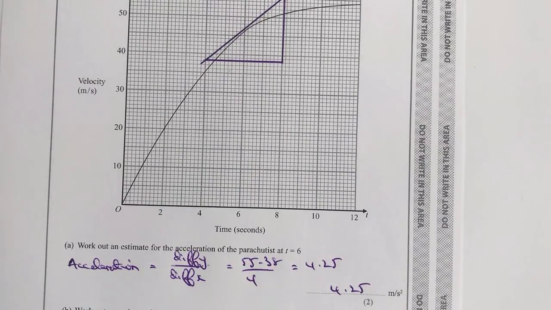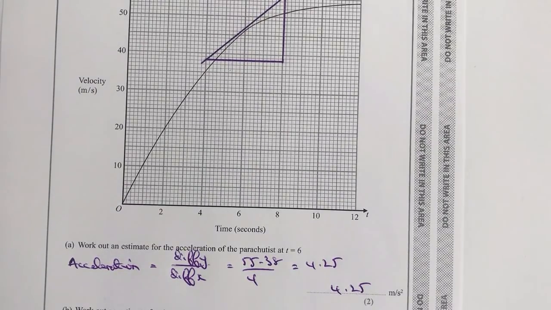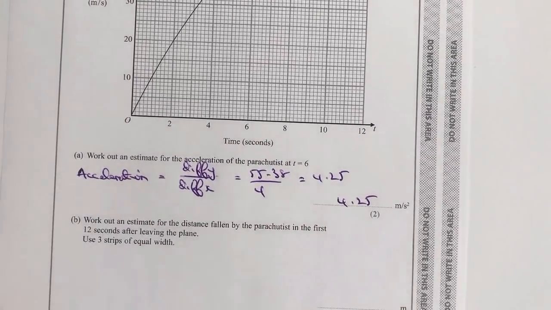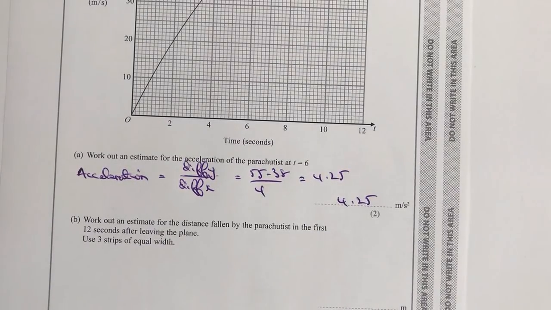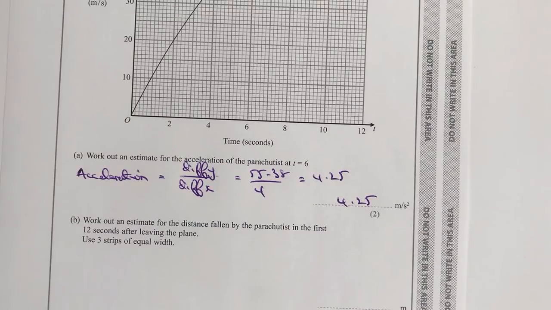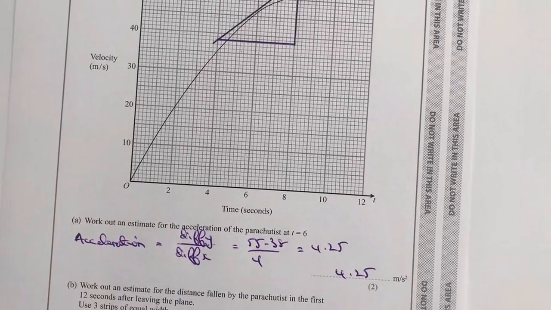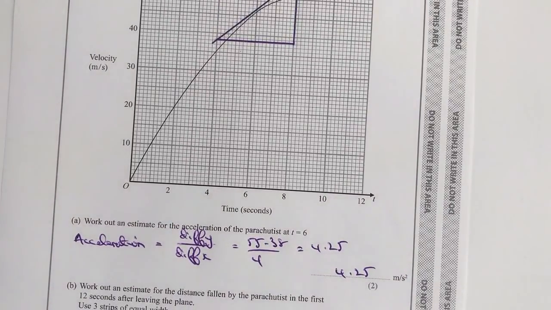Okay, so let's have a look then at part B, and it says work out an estimate for the distance fallen by the parachutist in the first 12 seconds after leaving the plane. Well, really, you need to work out the area underneath the curve, and it says use 3 strips of equal width. Since I've got 12 seconds, I can divide that into groups of 4.